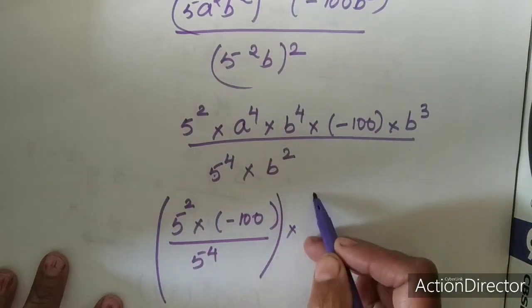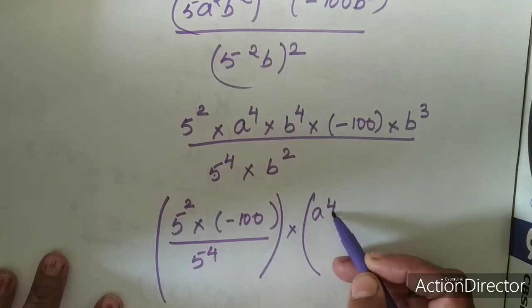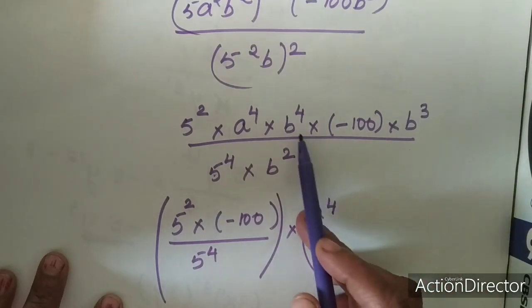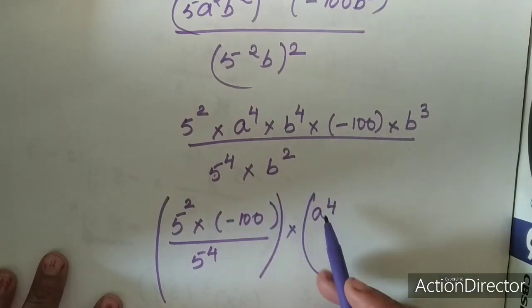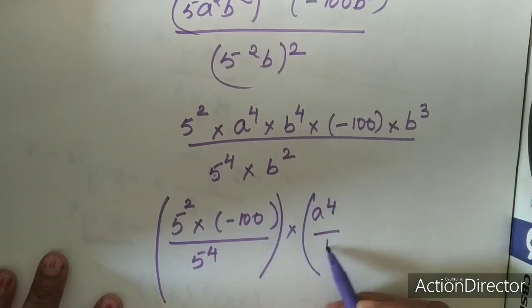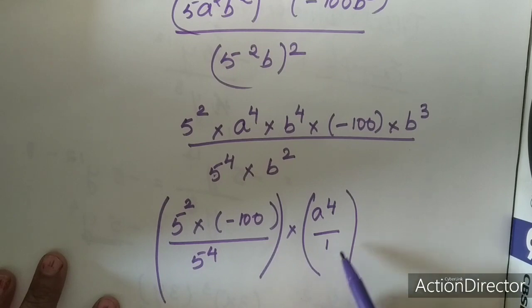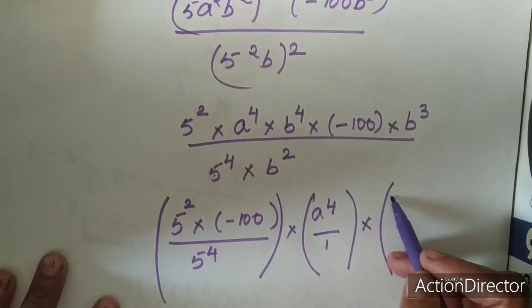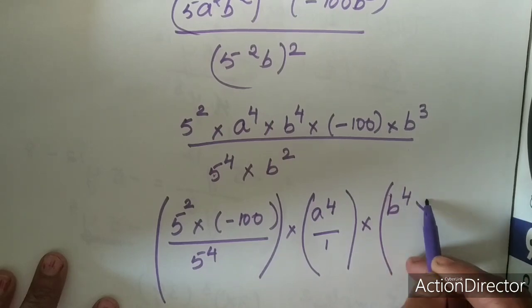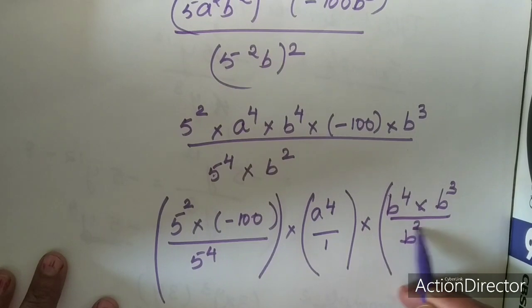Now in the second bracket write the first variable a. So I can write a power 4. So you check whether any more a is there in the numerator and in the denominator. So only a power 4 is there. So I am going to close the bracket over here. In the denominator there is no a power 4, I am just going to write the number as 1. Next bracket I am going to take for the next variable b. So it is b power 4 into b power 3 upon b power 2.